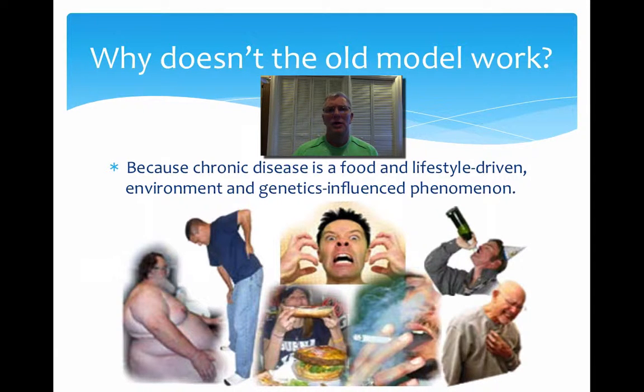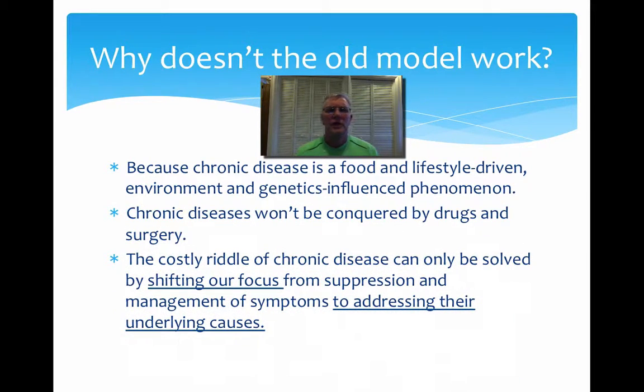So why doesn't the old model work? Chronic disease in the traditional Western world is food and lifestyle driven. It's driven by the environment that we're involved in, and it's also genetically influenced. The traditional medical model is not designed to address these issues. Chronic diseases aren't going to be conquered by drugs and surgery. In order to address chronic disease, we'll have to shift our focus from suppressing symptoms to addressing their underlying causes.